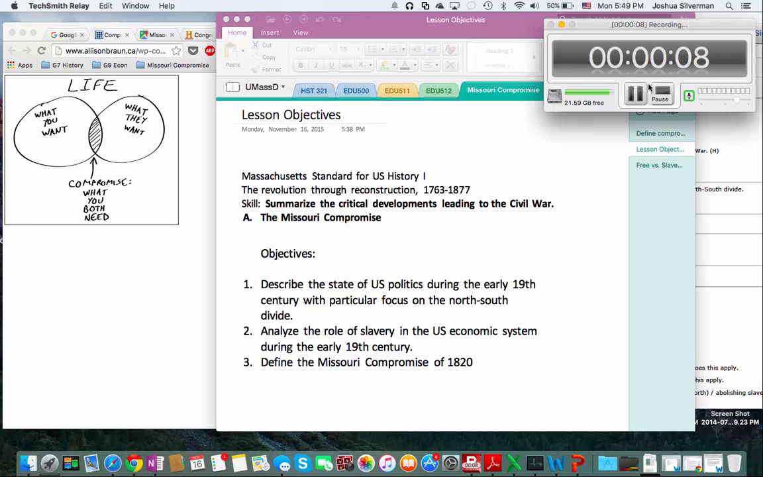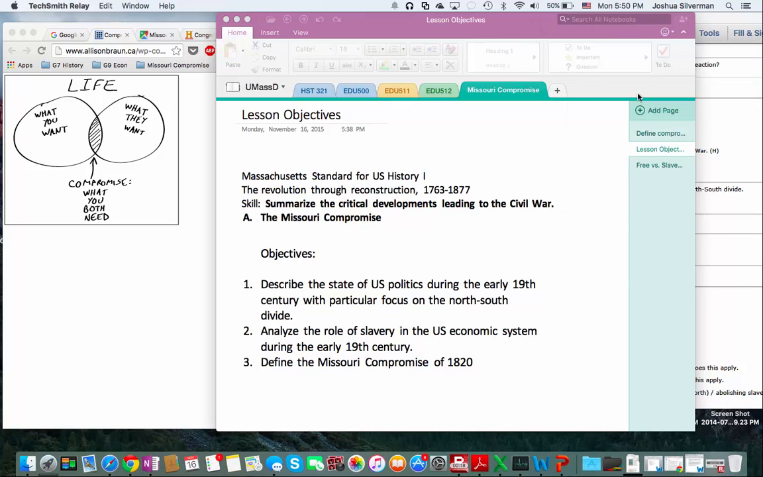Students, in our next lesson, we're going to be moving on to the developments leading up to the Civil War in America. The first major event that we're going to focus on is the Missouri Compromise of 1820.